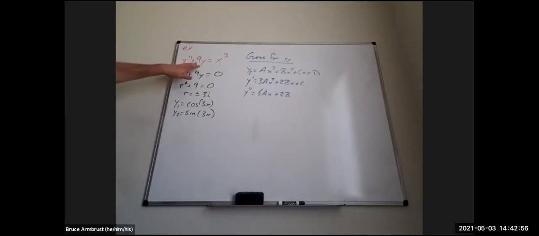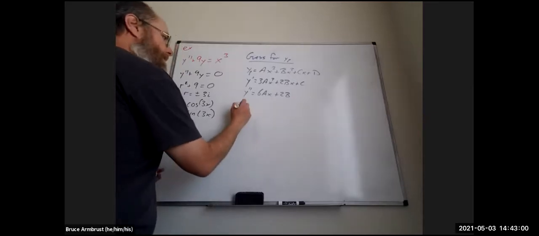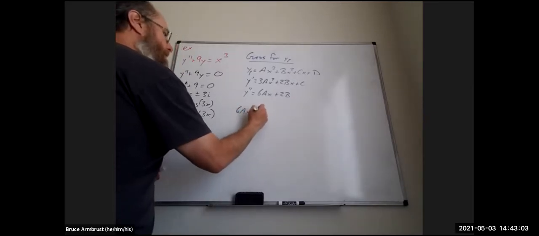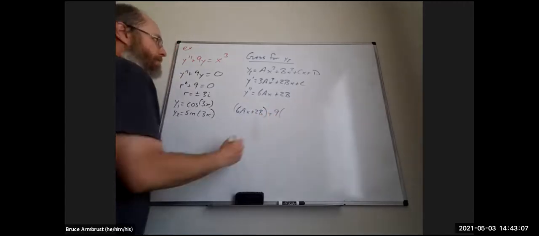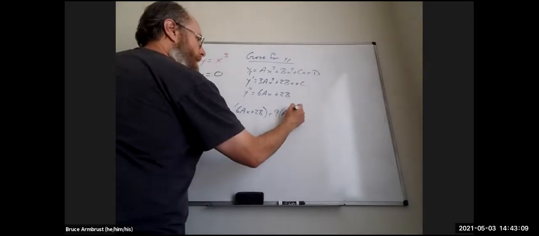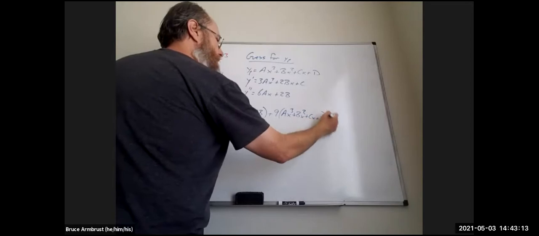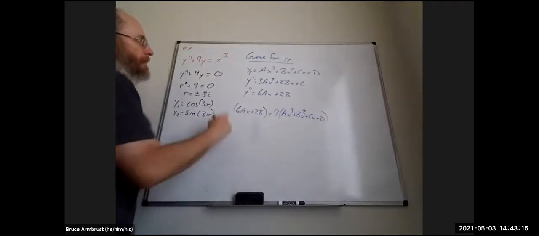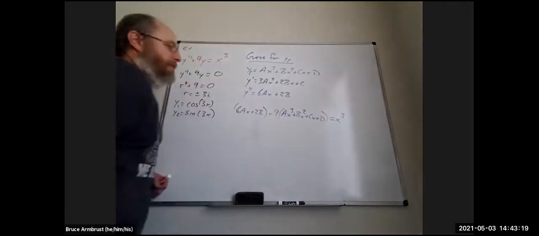So let me put that back in here. So I'm going to get 6ax plus 2b plus 9 times ax cubed plus bx squared plus cx plus d. And I need that to equal x cubed.